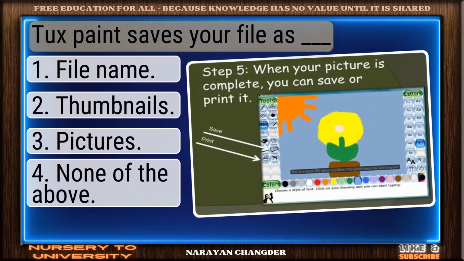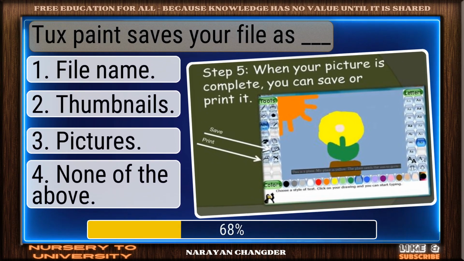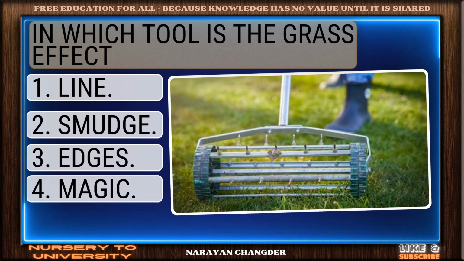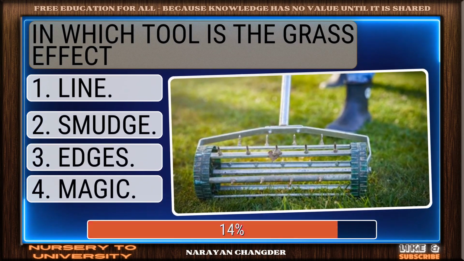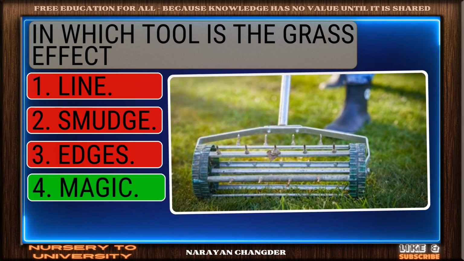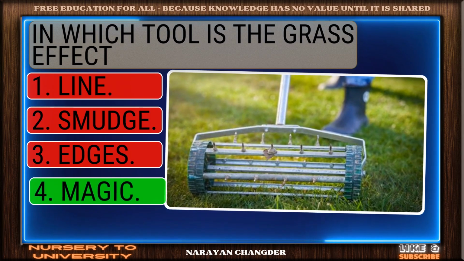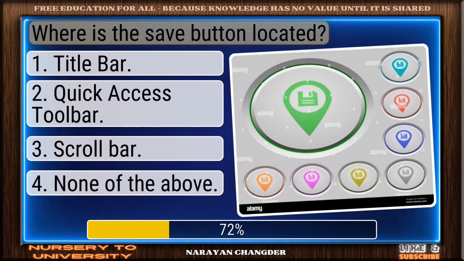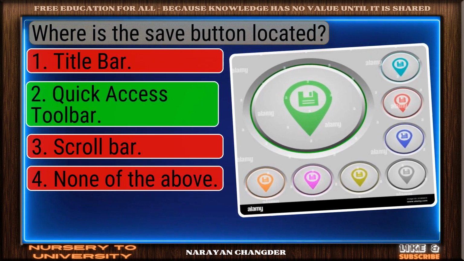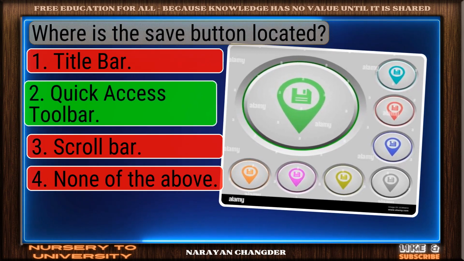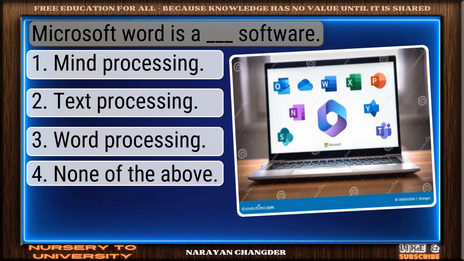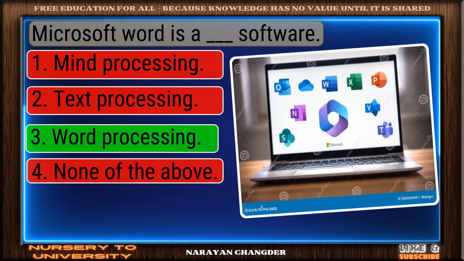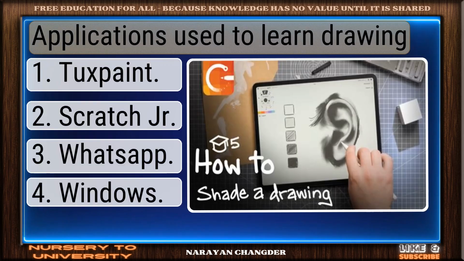Tux Paint saves your file as dash. Excellent. Thumbnails is well reasoned. In which tool is the grass effect? Nicely done. Magic is solid. Where is the save button located? Great job. Quick access toolbar is accurate. Microsoft Word is a dash software. Clear logic. Word processing is sound.